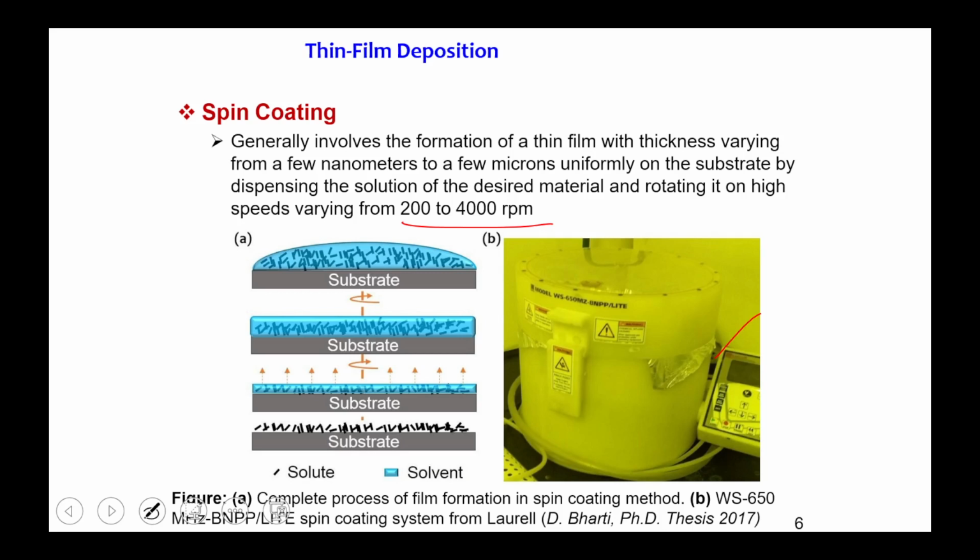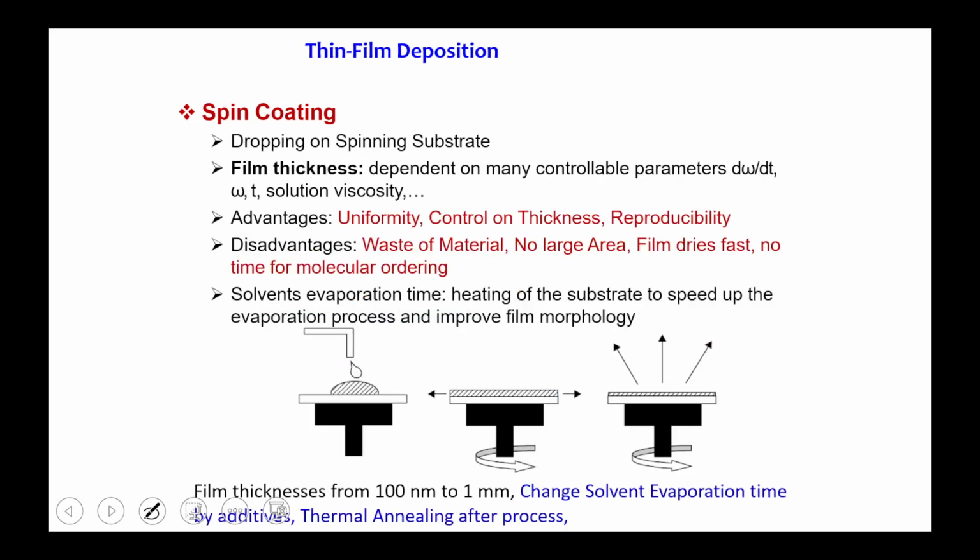We can rotate for some 30 seconds or 60 seconds. If we require a high thickness, we rotate for 3 minutes or 4 minutes, and uniformity in spin coating is more as compared to drop cast or dip coating. So this is the spin coating system.